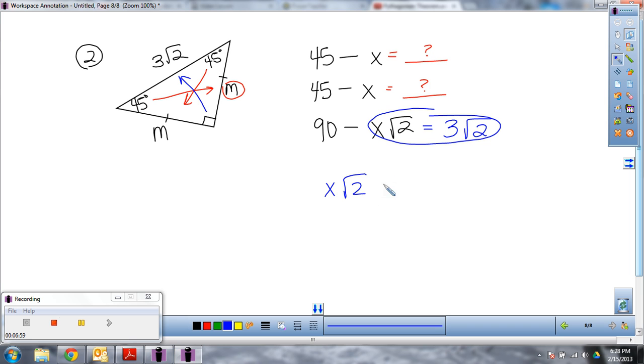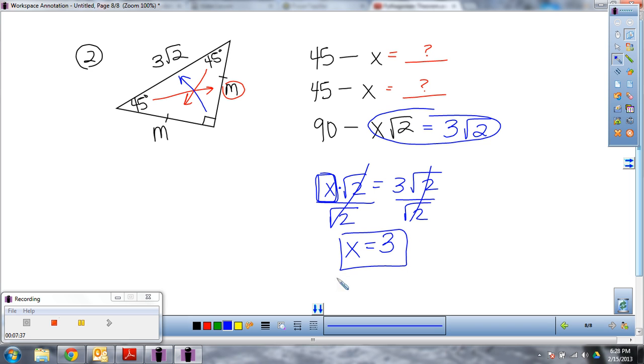If I have x square root of 2 is equal to 3 square root of 2, and I want to isolate my x, what do I need to do? Well, I need to get rid of my square root of 2. And I can do this, because this is x times the square root of 2, by doing the inverse operation on both sides, which is dividing by the square root of 2. Square root of 2 over square root of 2 cancels to 1, so x is 3, because on this side as well, the square root of 2 over the square root of 2 simplifies to 1.